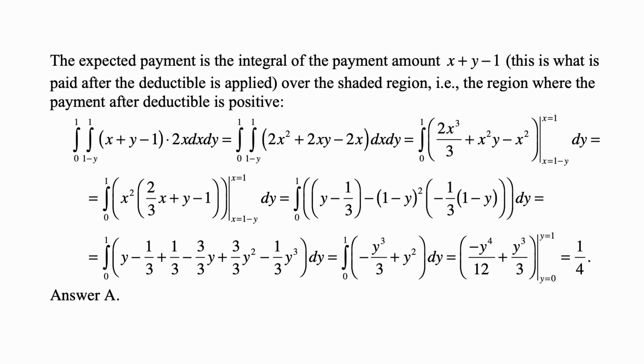And we subtract the value at x equal to 1 minus y, I'm sorry, which is 1 minus y squared times 2/3 of 1 minus y plus y minus 1, which is minus (1 minus y). So this becomes 2/3 plus negative 1, so negative 1/3 times (1 minus y).